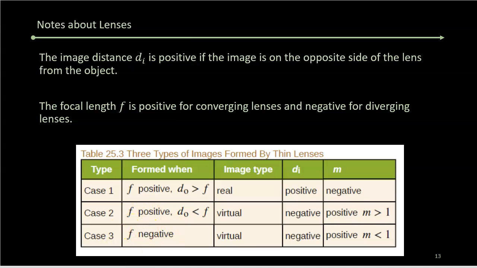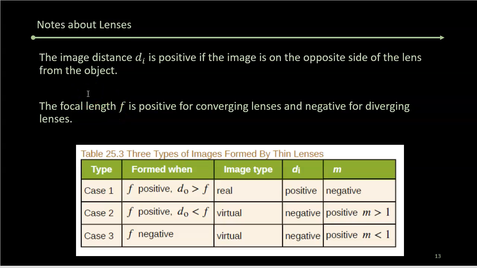My focal length is negative. The image is always virtual. The distance to the image is always negative. I have to look through the lens to see the image. And the magnification is always positive, but less than 1. So this chart will help you sort out what's going on when you're looking at a particular lens.